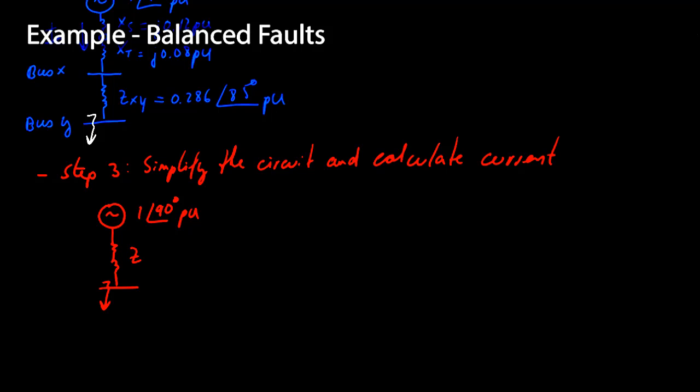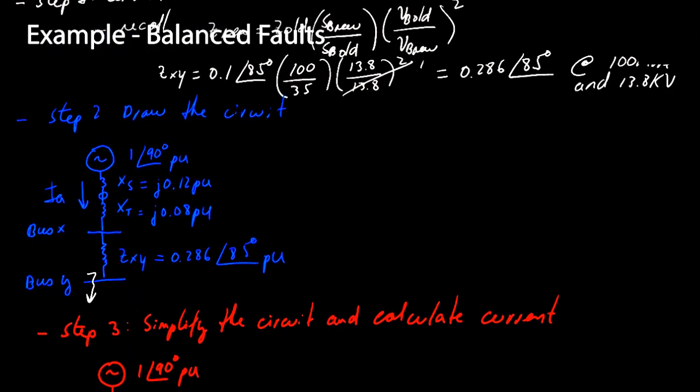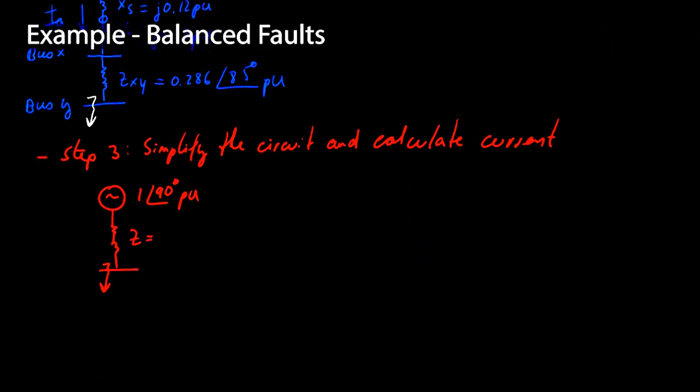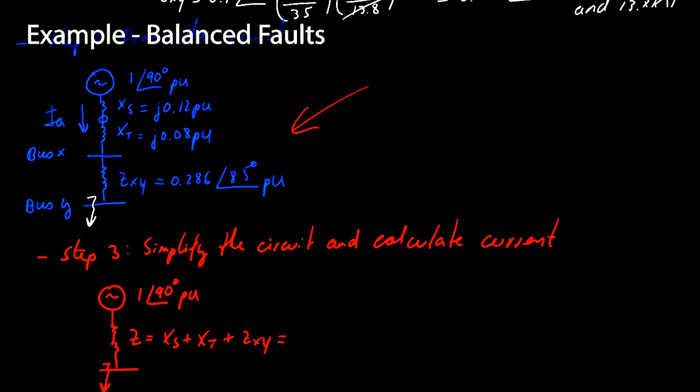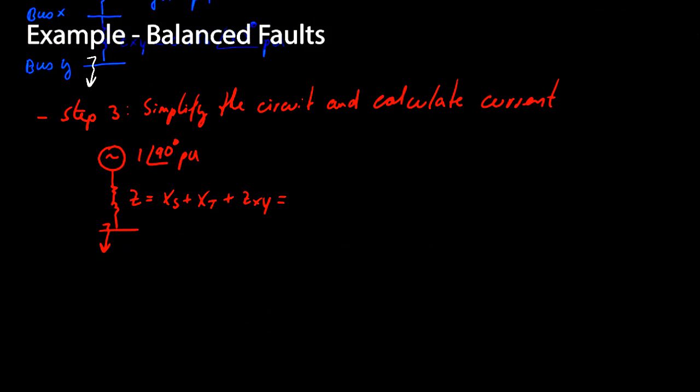So this impedance Z is essentially going to be the combination over here of the system impedance, the transformer impedance, and the feeder impedance. So Z is going to be equal again to XS plus XT plus ZXY. So all the three impedances combined together. And if I add up those numbers, which again are over here, I get that impedance is equal to 0.486 at an angle of 87.057 degrees, and that's again in per unit.